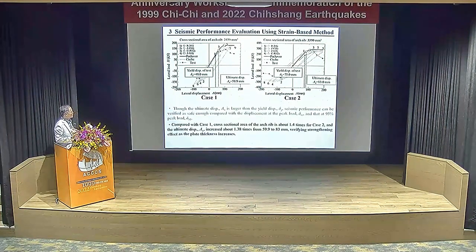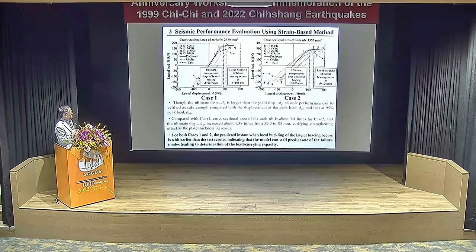And compared with case one, the cross section of the arch rib of case two is about 1 times, and the ultimate displacement delta U is increased about 1.38 times, from this value to this value. And this means that a strengthening effect can be obtained by using a thicker plate.